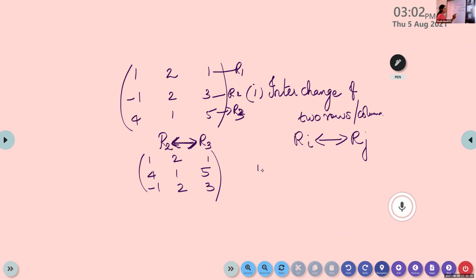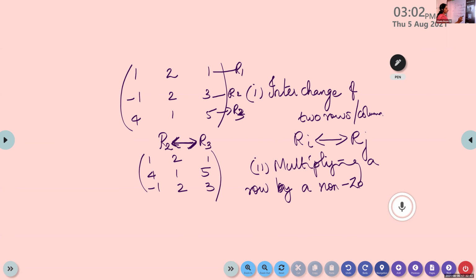Same way we can do it for columns; we can interchange two columns. Next is multiplying a row by a non-zero scalar. We can multiply one row throughout by a non-zero scalar.